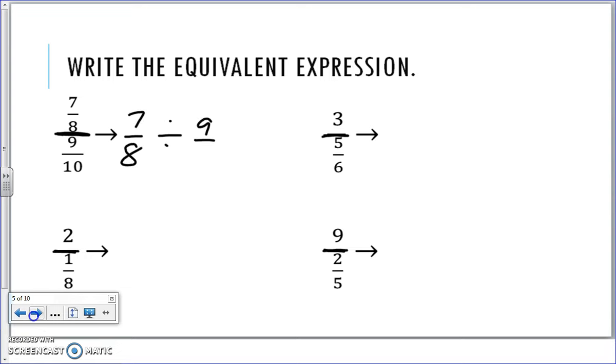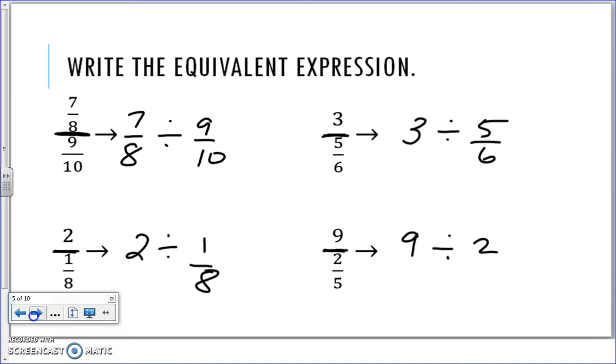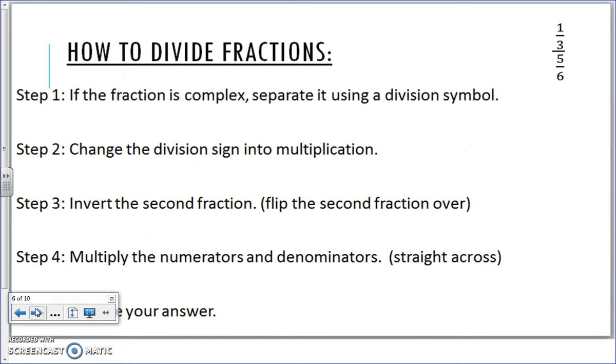7/8 divided by 9/10. 3 divided by 5/6. 2 divided by 1/8. Or 9 divided by 2/5.